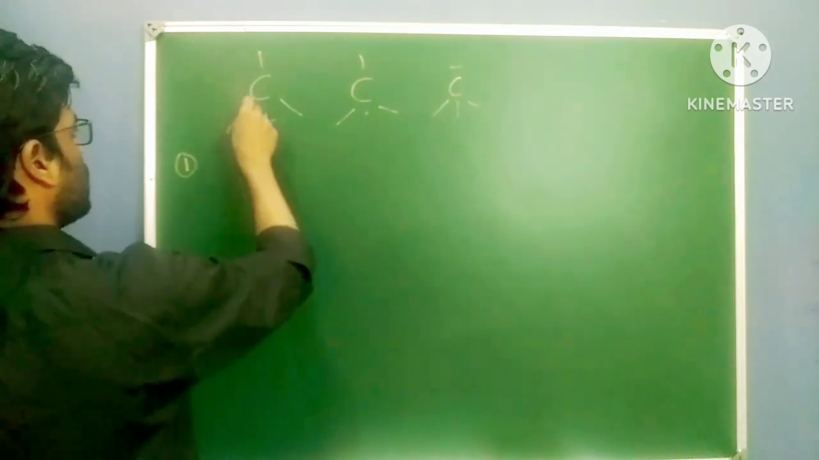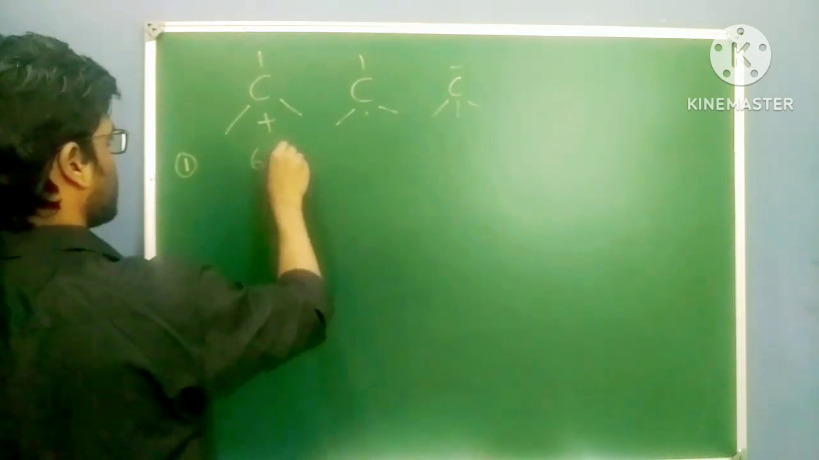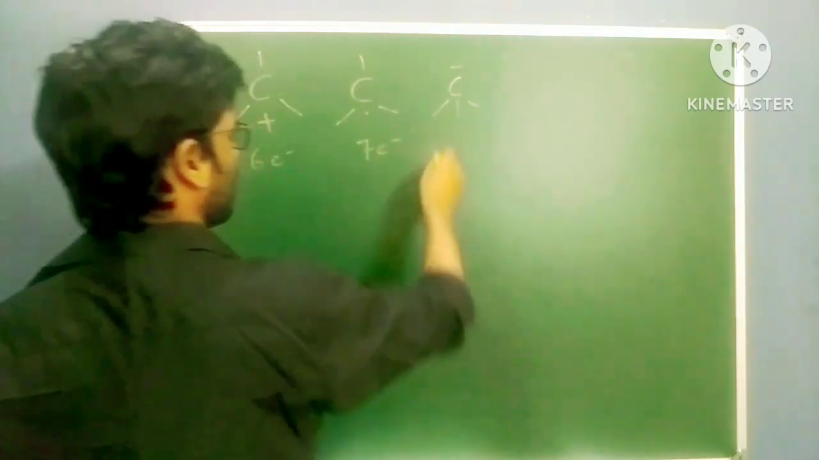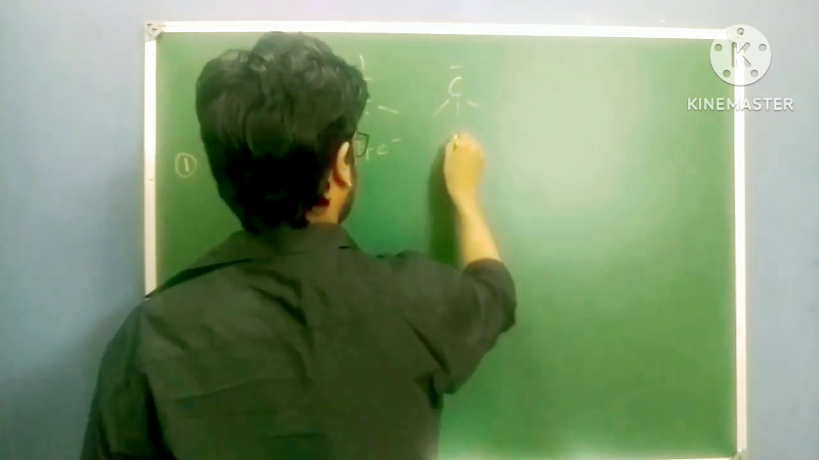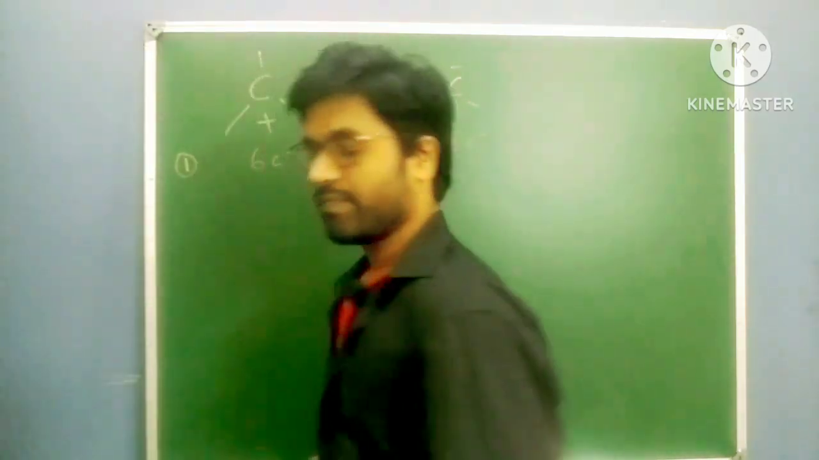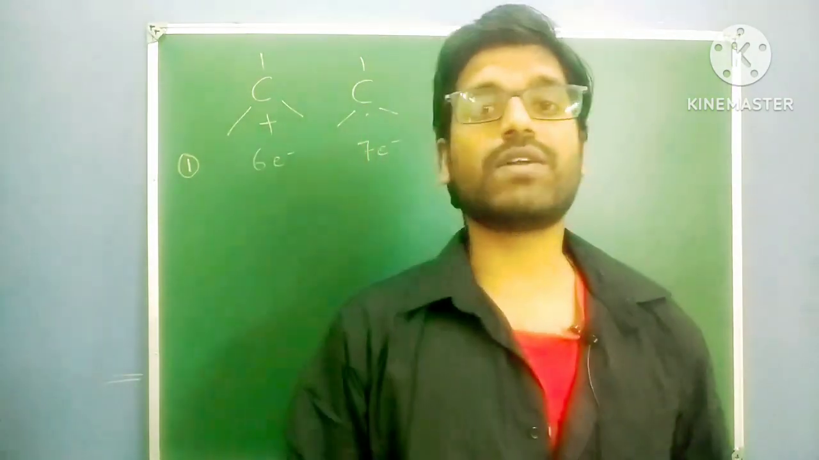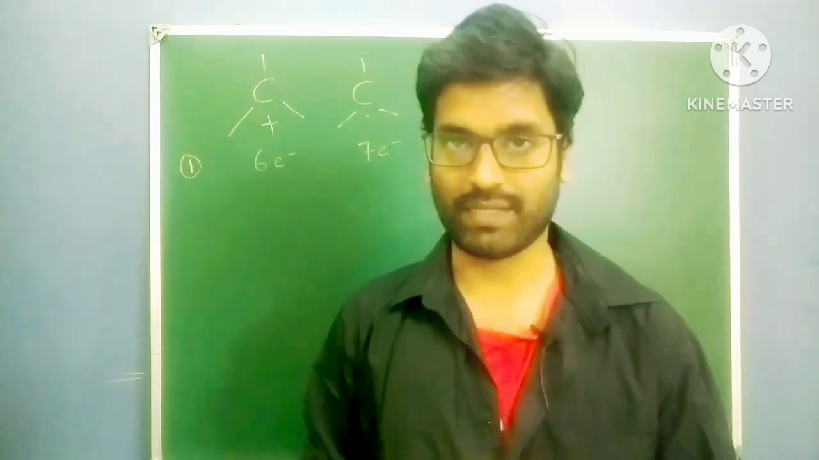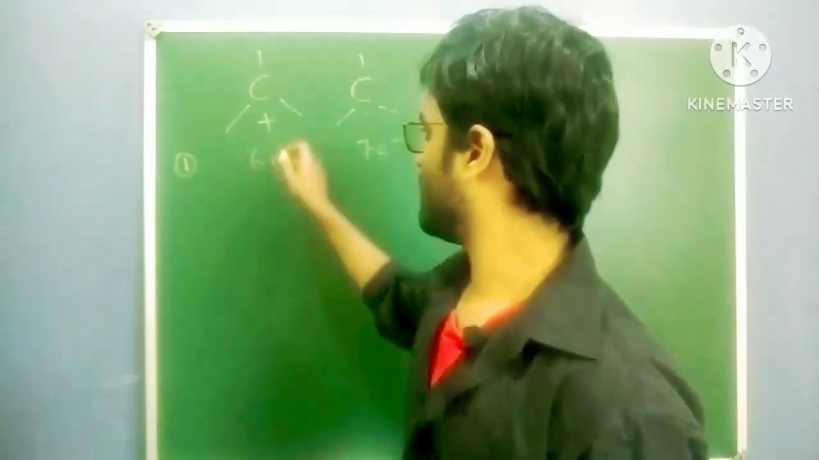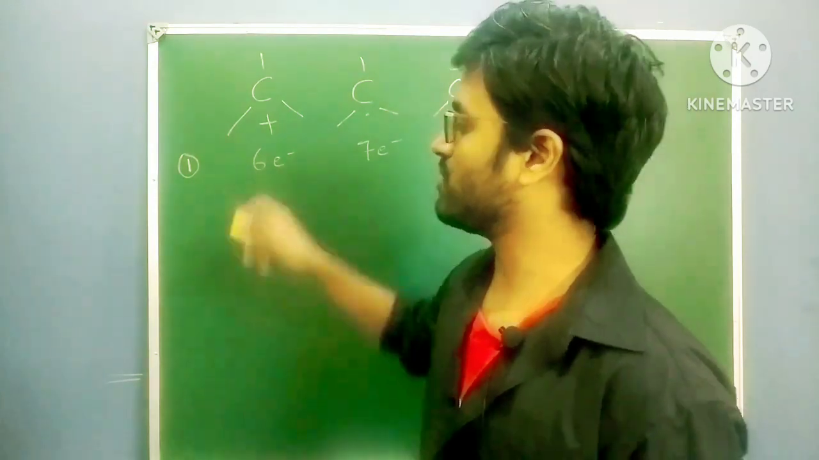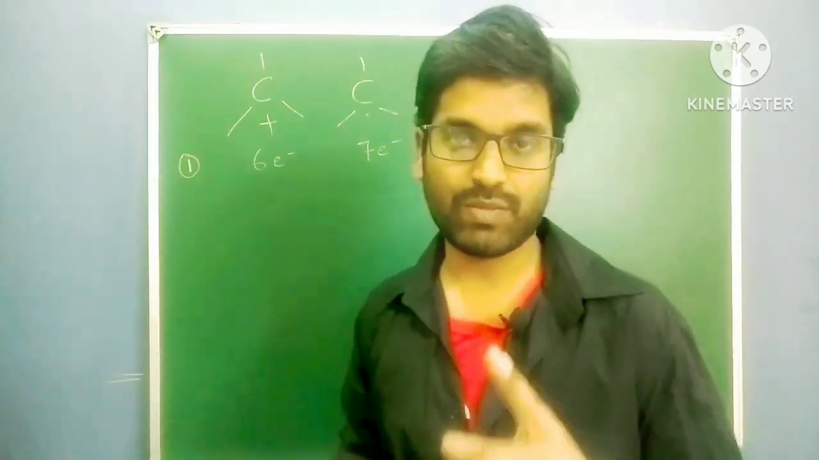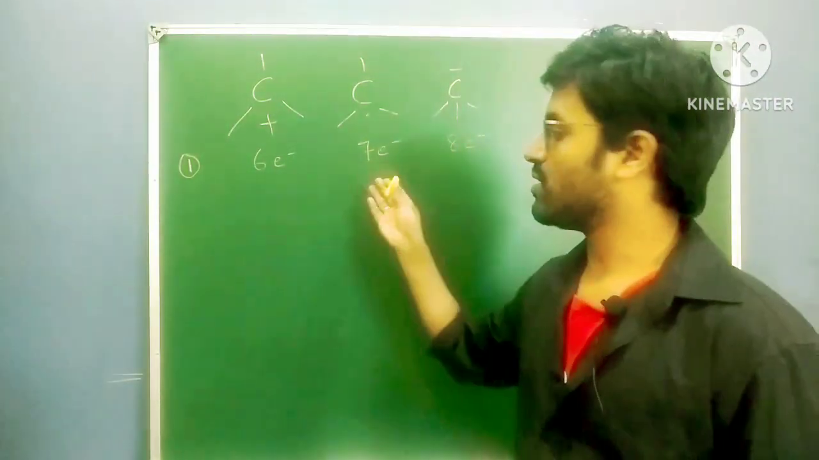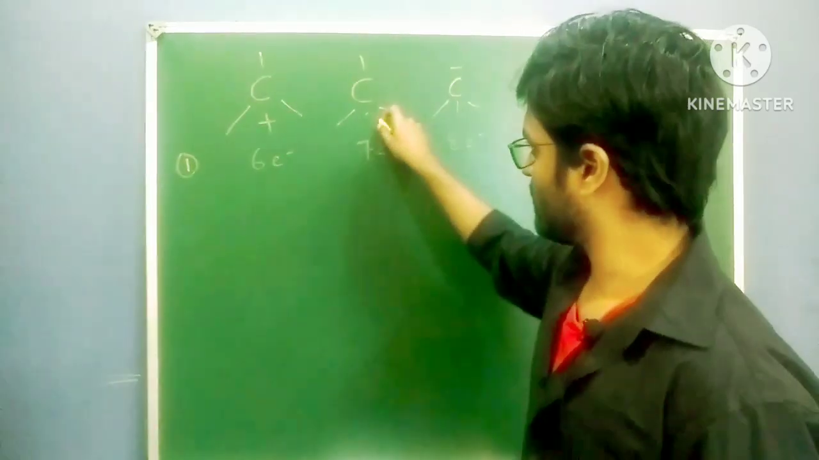First point, 1, 2, 3, 4, 5, 6, 6 electrons. Here 1, 2, 3, 4, 5, 6, 7, 7 electrons. Here 1, 2, 3, 4, 5, 6, 7, 8, 8 electrons. In the last video, I told you the octet rule. To see any molecule's stability, you always have to see the octet. See here, in these reactive intermediates, here there are 6 electrons. So to complete its octet, it needs 2 electrons more, right? So this is unstable. Here 7 electrons, okay? 1 electron short of the octet, so this is also unstable.